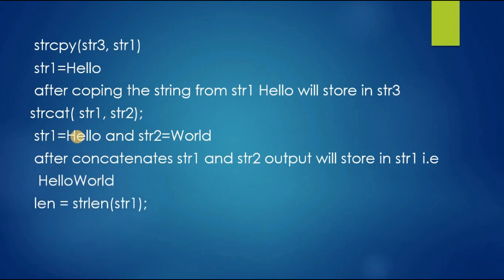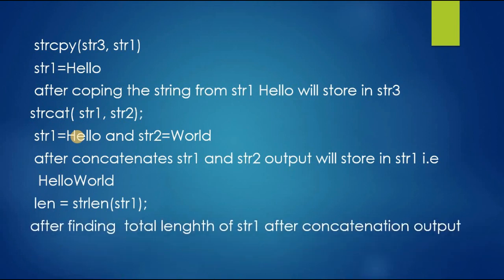Then we called the len function. After finding the total length of str1 after concatenation, the output will be stored in len. So we got the output 10 for len. This is how we used the three string functions in a program.